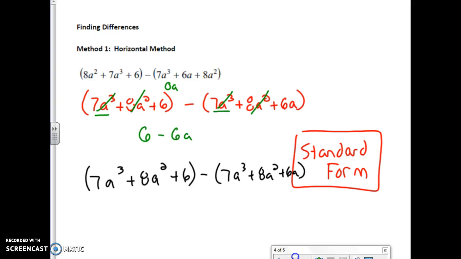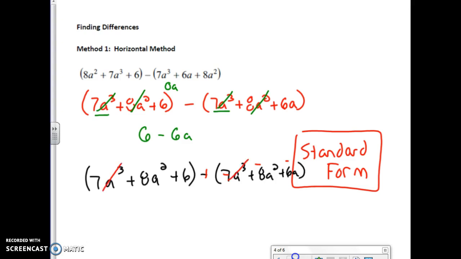Now here's another way for me to do this. I can take this minus sign, and for some people subtraction is the hardest thing to do. So for some people, it makes sense to just change all the signs after the subtraction sign. Make this into an addition problem, which means I'm taking all the signs inside the parentheses and changing them. So I'm changing this to a plus, negative, negative, negative. So I'm taking 7a cubed and adding negative 7a cubed. That cancels out still.